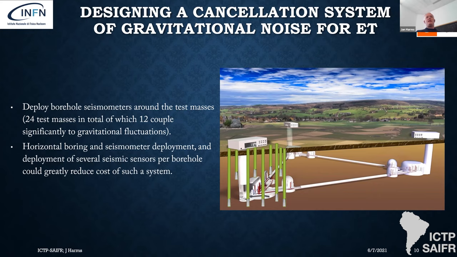A conservative estimate, let's say, points us towards 150 million just for the installation of these sensors to then achieve a factor 2 or 3 suppression of gravitational noise. So that's a huge cost. You want to do it right. There are ways to actually save the cost, and we are working on this, but let's focus on this problem.